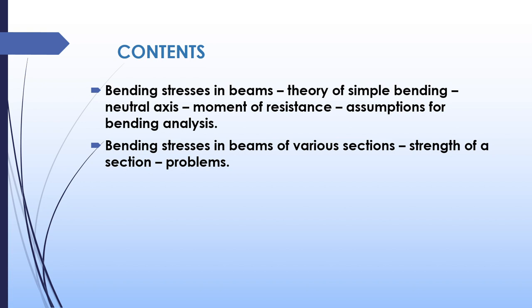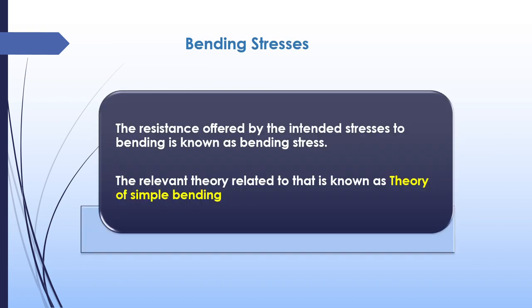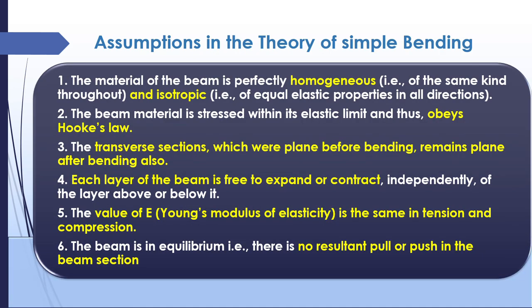The stresses developed due to that particular force which causes bending are known as bending stresses. So we'll see what are the things to be studied in this portion. I have already explained what bending stress is: the resistance offered by the internal stress to bending. So the beam may bend whenever a load comes over it, and the stresses offered against that bending are known as bending stresses. Now the relevant theory related to that is known as the theory of simple bending. We will just see what this theory of simple bending is.